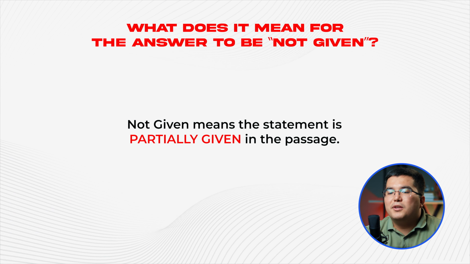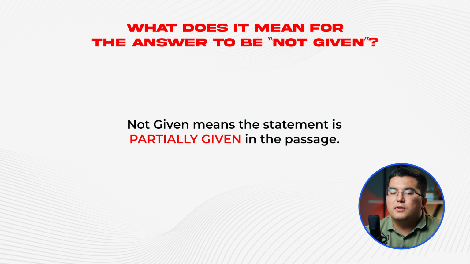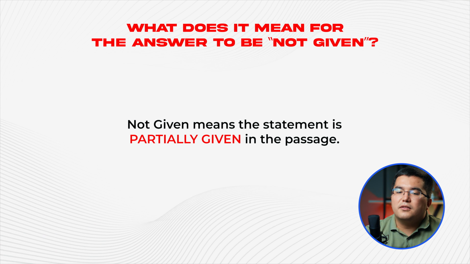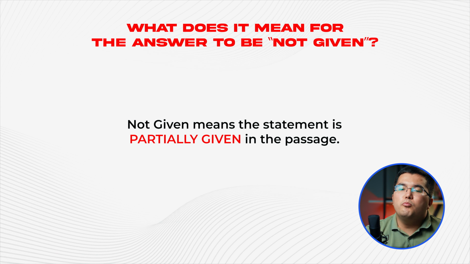And the second type of not given, when information is partially given. That means some keywords of the statement are given inside the text, but they do not reflect the whole meaning. They do not give the whole meaning. Not given, one more time, means the entire statement is not given in the passage, you see? It's like not mentioned at all.